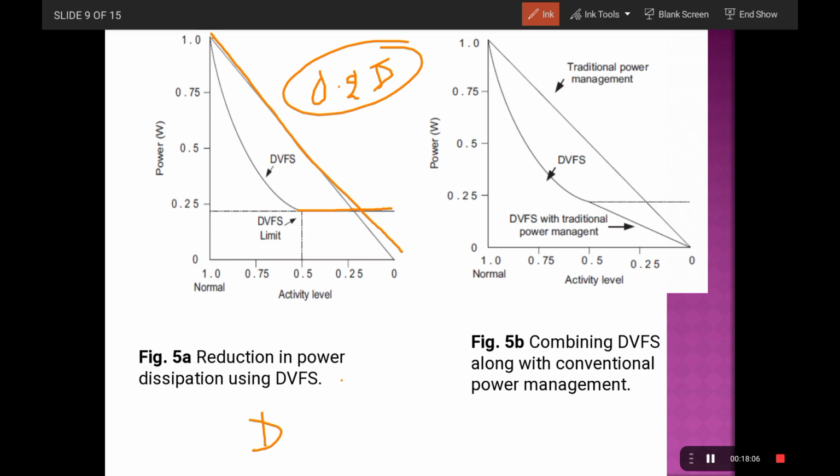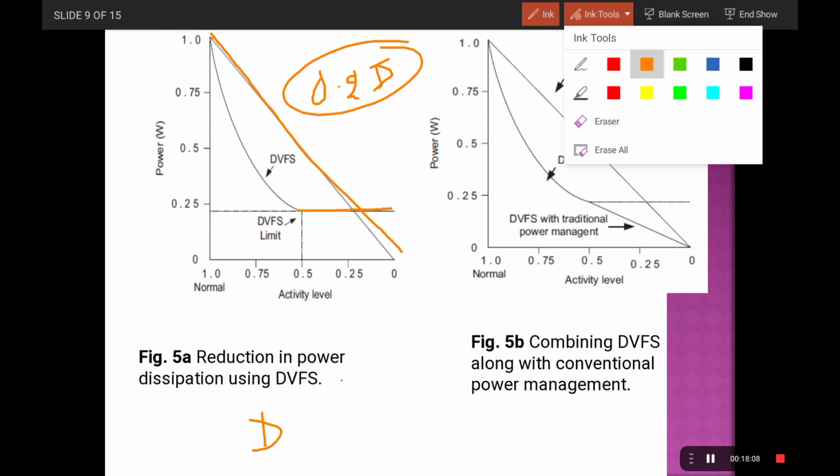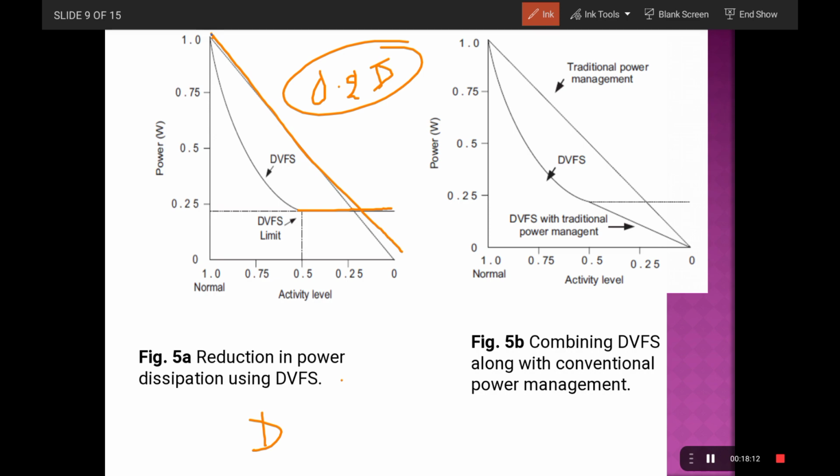Suppose you are applying DVFS; this is the situation. Up to this point only DVFS will perform. Beyond that, it is not possible to reduce the power dissipation like this. Why? Because this point is the minimum point to which you can reduce the supply voltage. If you still reduce the supply voltage beyond this, the corresponding devices cannot perform their normal functionality.